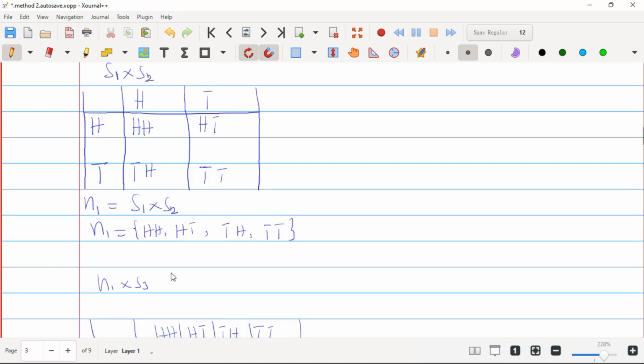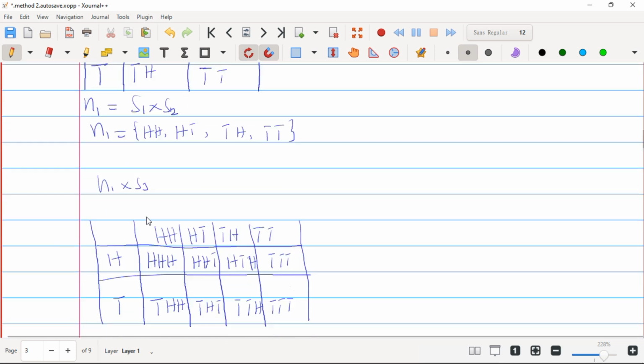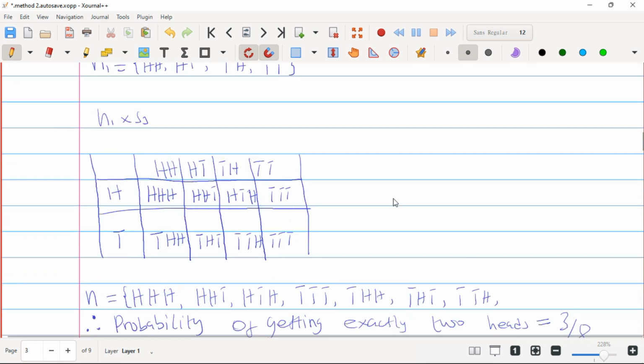And then when we want to toss all 3 coins together, we have to do it for the first two, and then you add the third one to it. So the top one is going to resemble the S2, that's HH, HT, TH, and then TT, right? And then this part is going to correspond to S3, which has H and T, as you can see here. We are just going to multiply them.